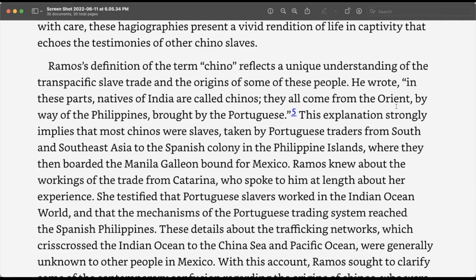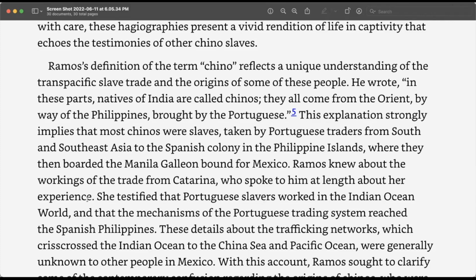They all come from the Orient by way of the Philippines, brought by the Portuguese, all right? The Portuguese, who are these Portuguese? Portuguese Jews, all right? This explanation strongly implies that most Chinos were slaves taken by Portuguese traders from South and Southeast Asia to the Spanish colony in the Philippine Islands, where they then boarded the Manila galleon bound for Mexico.